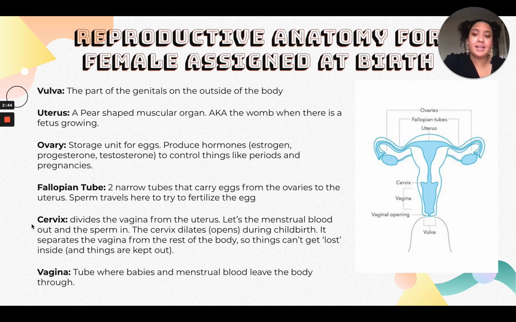And then lastly is the vagina. That's below the cervix, and that's just an opening where babies and blood leave the body. That's the only primary function of the vagina. It's also called the birth canal when a baby is going through it.